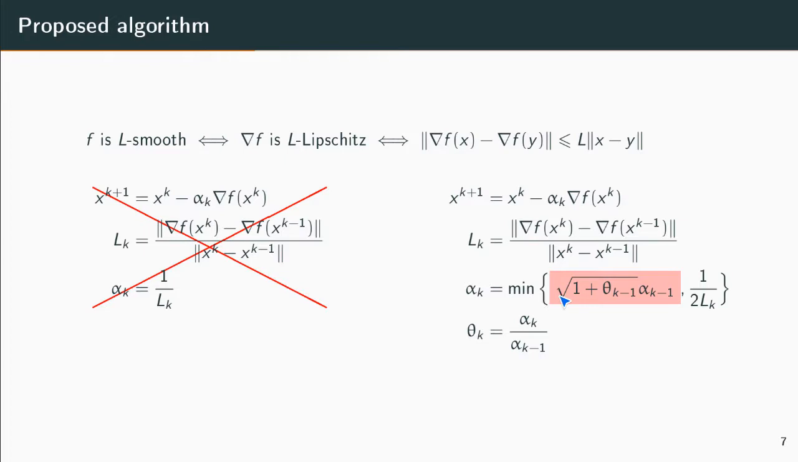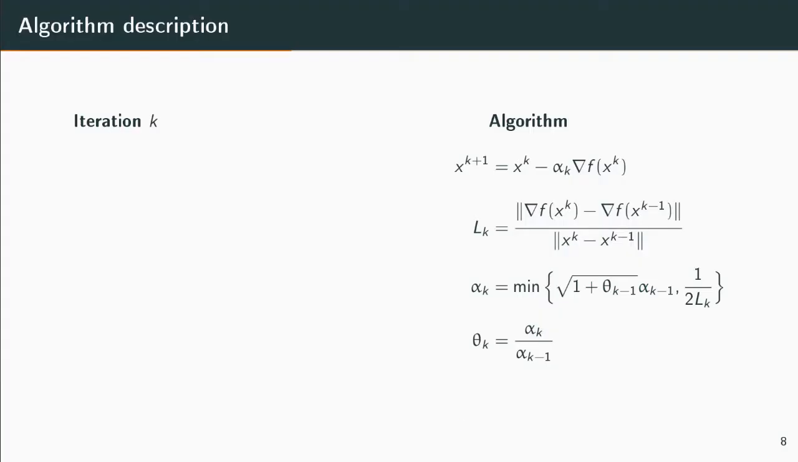But on the other hand, we control how quickly alpha k can change from one iteration to another, how fast it can grow. It can grow, right? Because the square root is bigger than 1, so alpha k can be bigger than alpha k minus 1. But we must define how much it can grow and how quickly. And theta is just the ratio between step sizes. That's not important. What's important is that on one hand, alpha k is an approximation of local Lipschitzness, and on the other, we control how quickly it changes. We will consider this in more detail on the next slide.